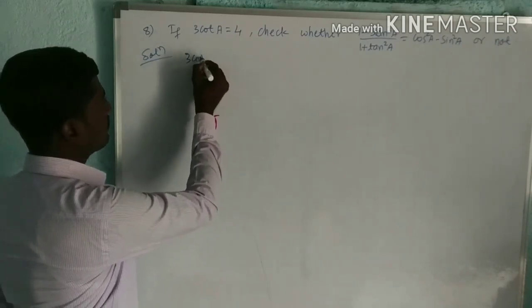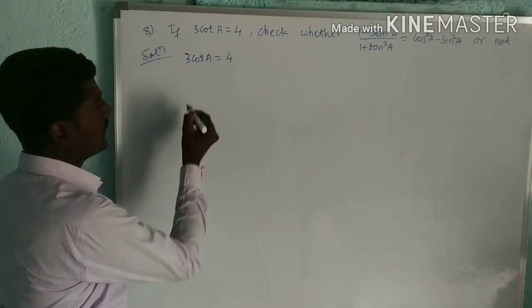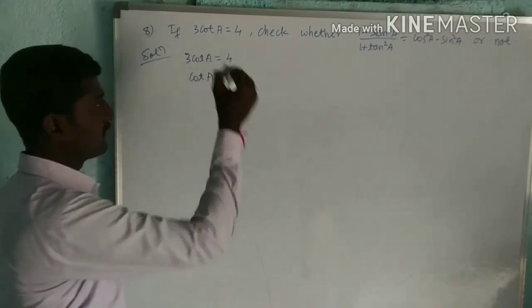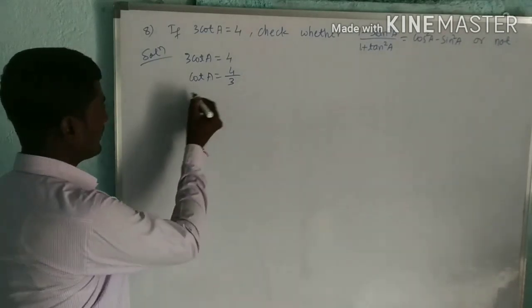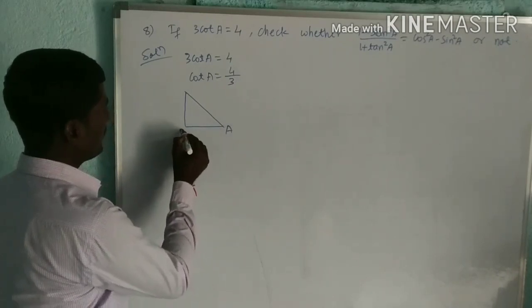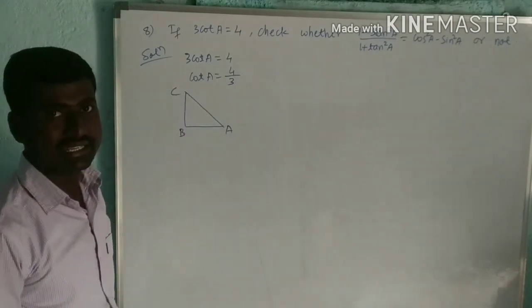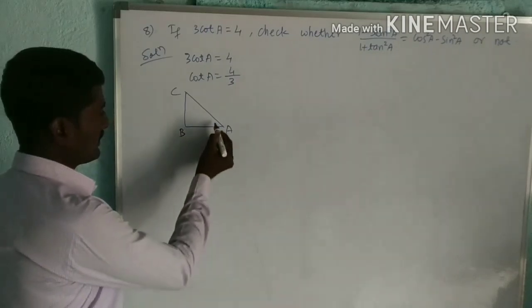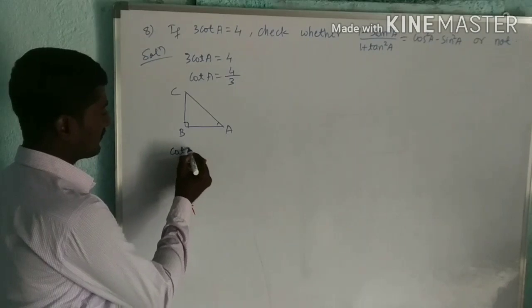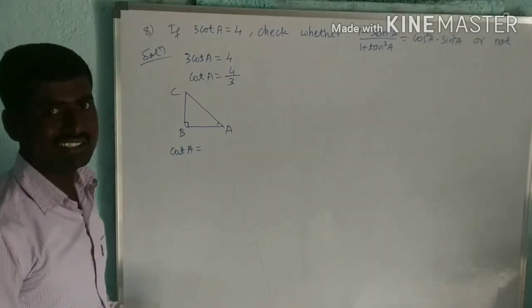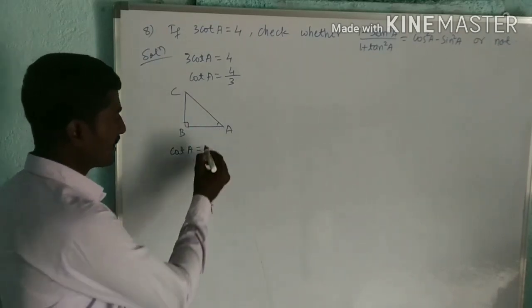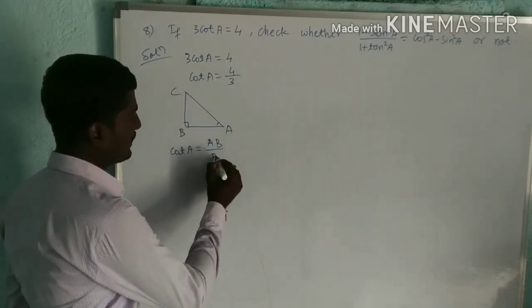3 cot A is equal to 4. Now cot A can be written as 4 divided by 3. Now let us take one right angle triangle ABC. Angle A is given, not theta. So this is angle A, this is 90 degrees. Now cot A is adjacent divided by opposite. For the angle A, adjacent is AB, opposite is BC. That is AB divided by BC.